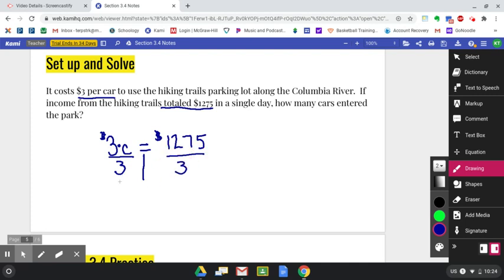So here, right, 3 over 3 is 1c, right? We don't have to write the 1. So we end up with the number of cars, right, because that's what c is representing here. The number of cars would be 425 cars, okay, not dollars, right? The dollars canceled out there. This is number of cars, 425 cars parked there for the day.